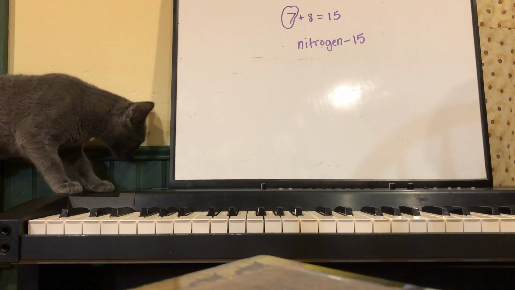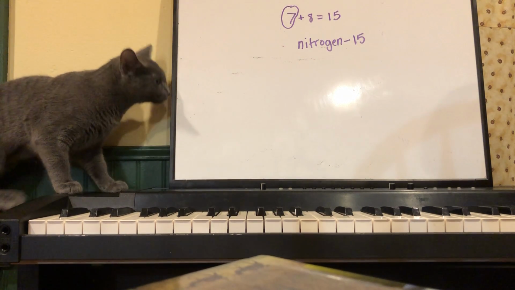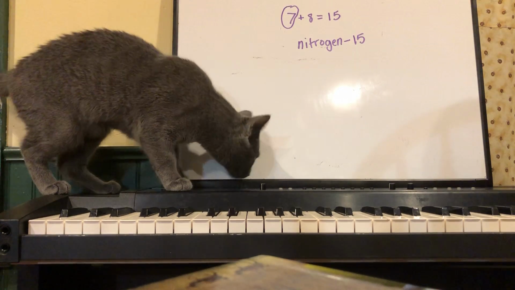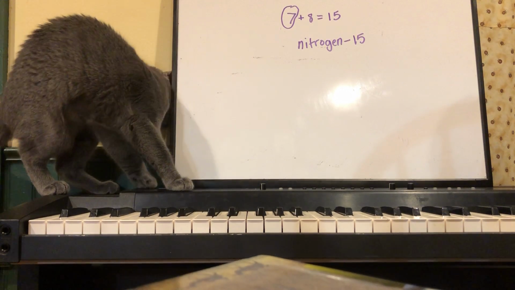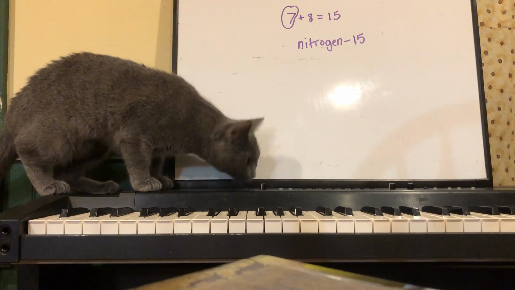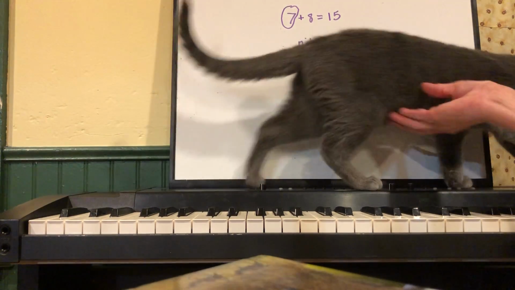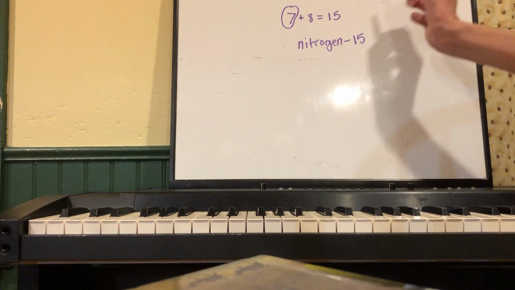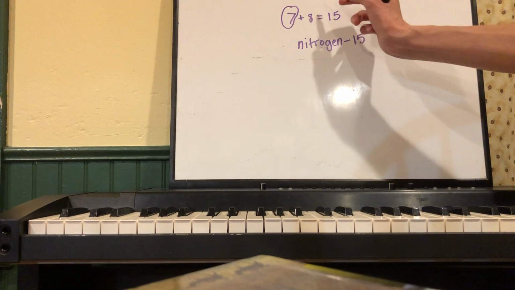Letter B, 8 protons. Nope. Letter C, 8 protons. Nope. Letter D, 7 protons, 7 electrons, 7 neutrons. Yes, letter D is going to be the isotope of nitrogen-15. Then they ask, what is its name? Okay, remember, its name has to do with the mass number.